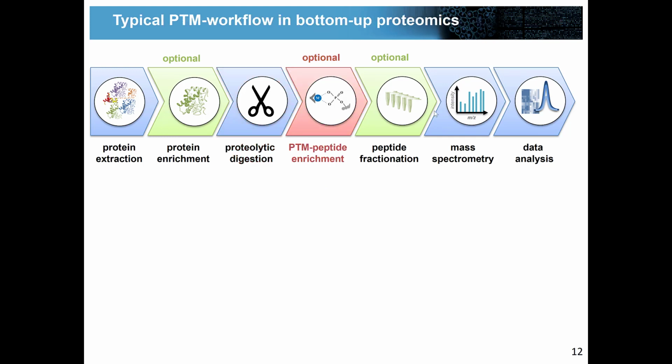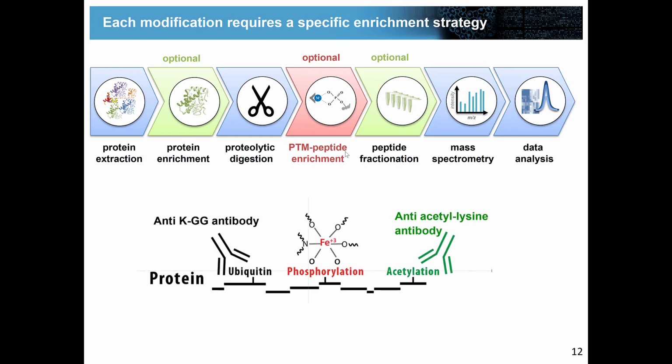Okay, the next two steps here in the workflow are again optional, and they are both there in order to improve sensitivity of your measurement, just like protein enrichment. So one thing you can consider is to do a PTM peptide enrichment strategy. There are various different strategies out there for different PTMs. These three here are, I think, currently the most frequently used PTM peptide enrichment strategies. They're all well established and well described.